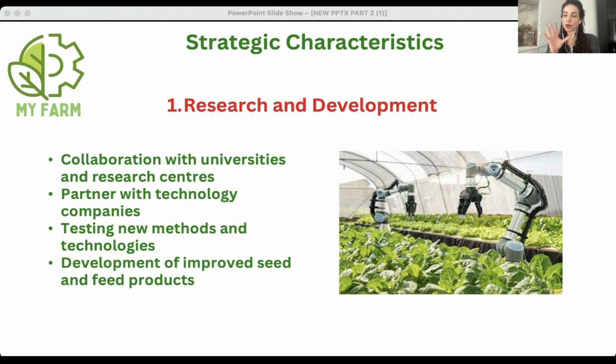Well, now let's focus on strategic characteristics of these enterprises. The first characteristic relates to research and development collaboration. So many of these enterprises work closely with universities, agricultural research centers, and technological companies in order to pilot new production methods, improve environmental performance, or develop seed and feed products.